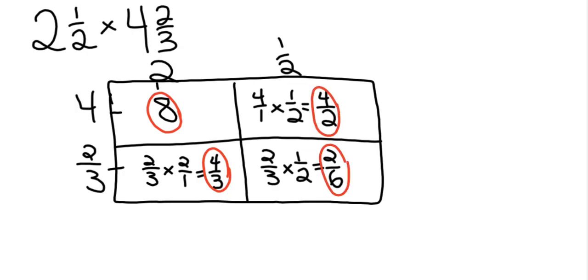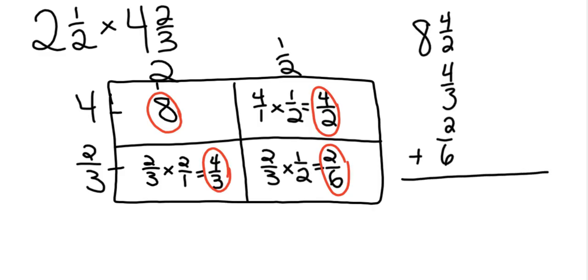So we have 8 wholes. And when we add 8 wholes to 4/2, I'm just going to combine those together right now. 4/3 into 6. What would our common denominator be if we have 2, 3, and 6? What would our common denominator be? Remember, 6.